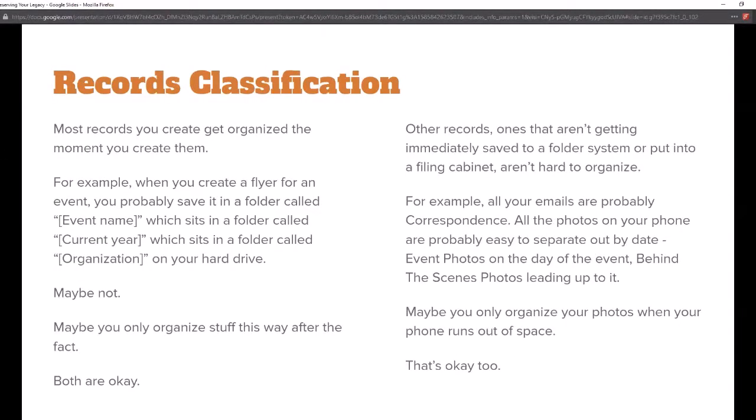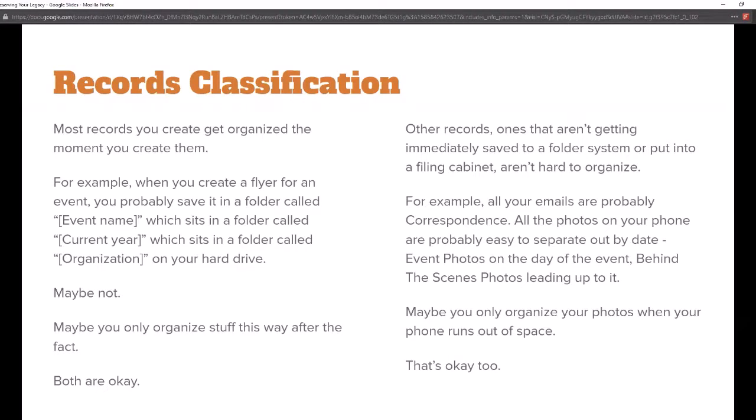We talk about records classification, which is to say you probably have some sort of organizational system as an individual or as an organization. It might just be some folders on your hard drive. It might be some folders in your filing cabinet. Maybe you organize things the moment you create them, and maybe you only organize them when they start to build up in a giant pile, and then you have to sort them. Both of them are okay. You really don't need to worry too much about having the most advanced classification system in the universe.